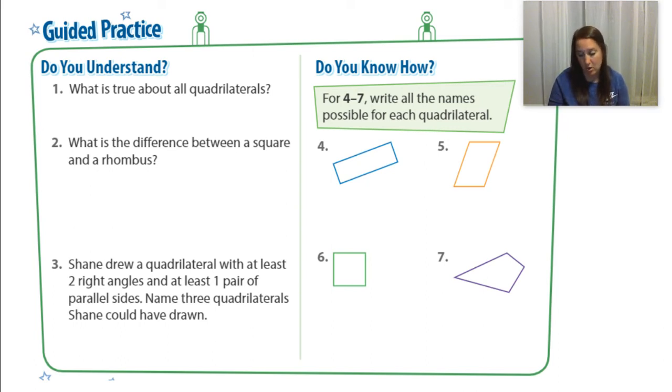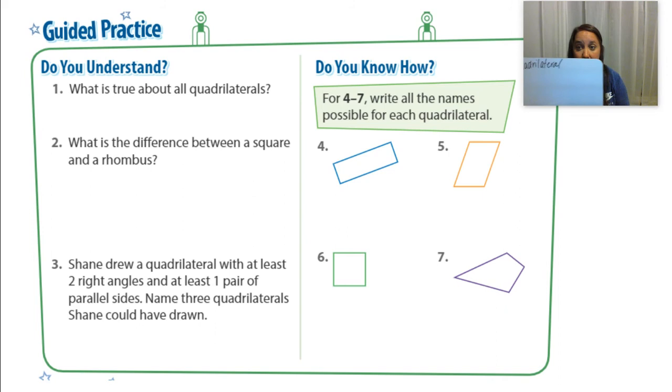All right, for numbers 4 through 7, you have to write all of the names possible for each quadrilateral. So some of these shapes are going to have multiple names that we can give them. So for example, number 4, I always like to start with the biggest. I know that number 4 is a quadrilateral.